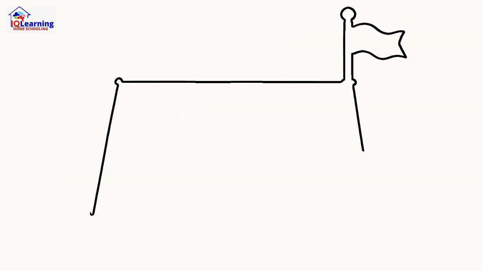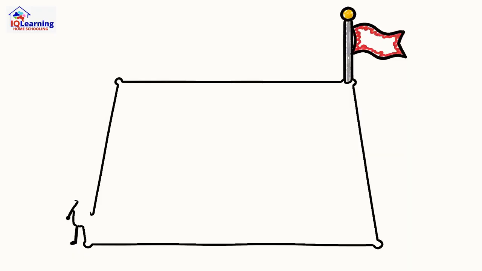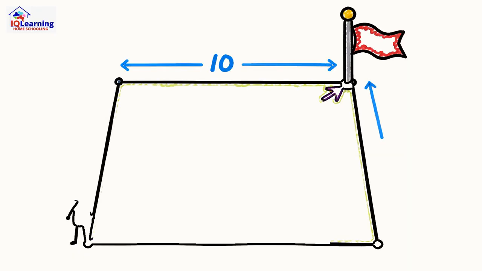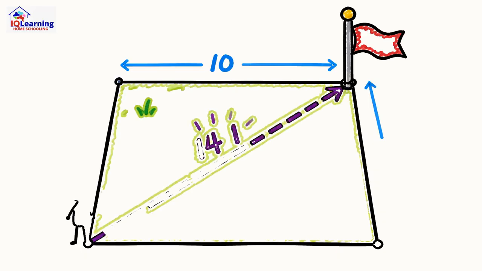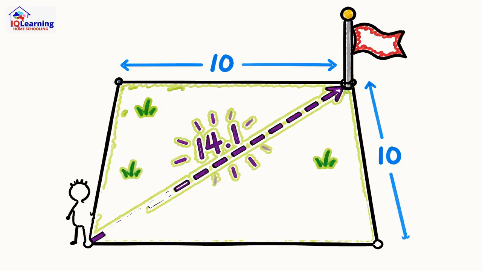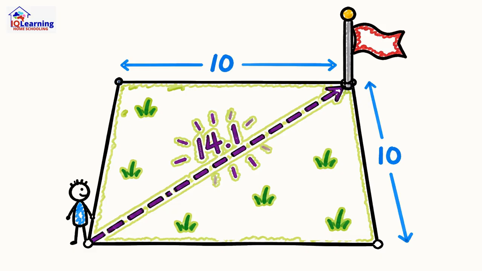First, ignore the height. Just look at the floor. You need the distance along the ground from you to the base of the pole. That's the diagonal of the square. A quick bit of Pythagoras, the square root of 10 squared plus 10 squared, gives you about 14.1 meters.